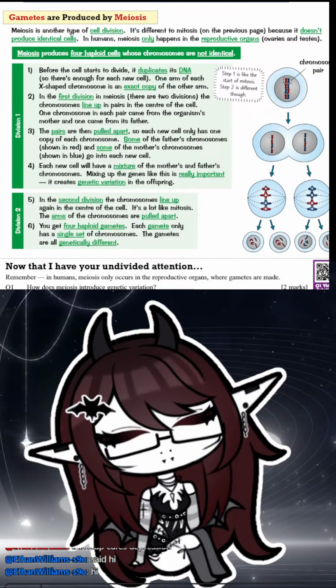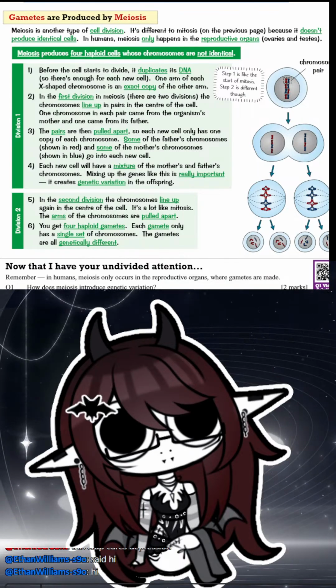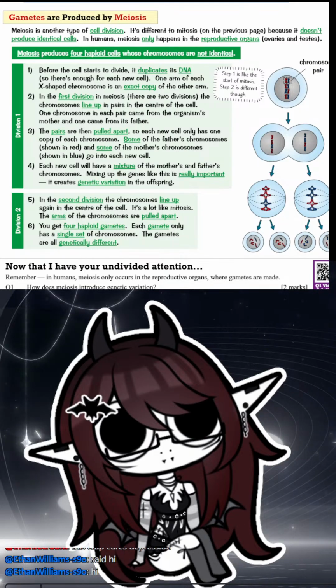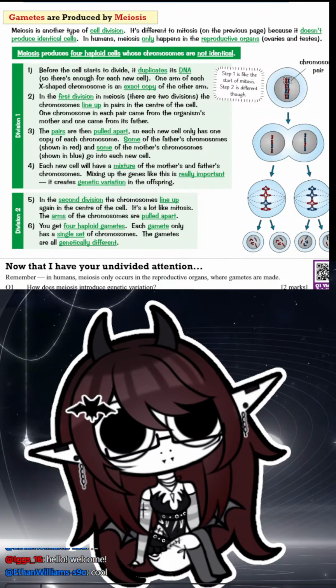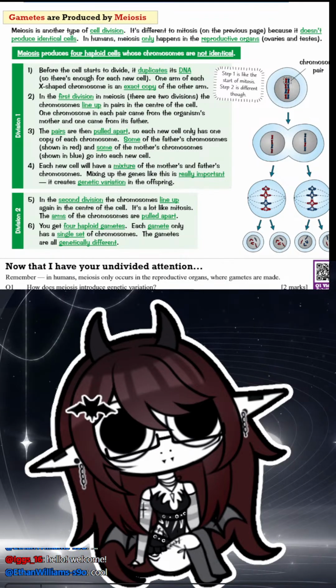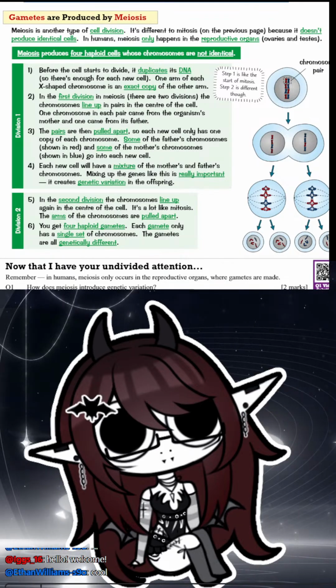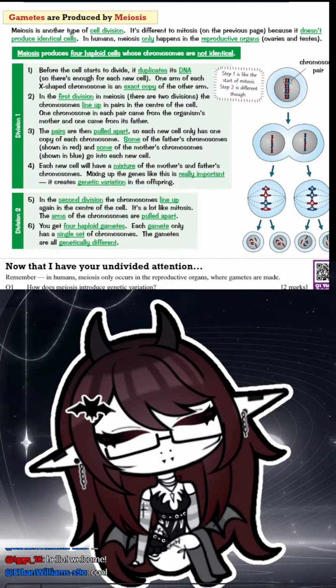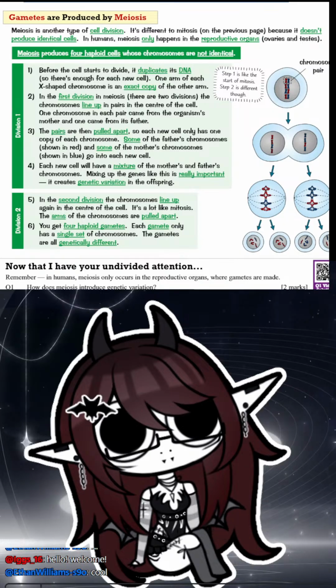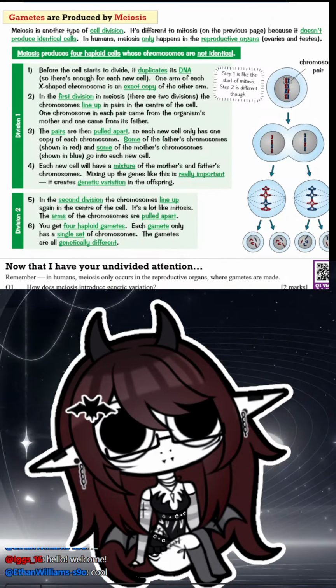All right. Gametes are produced by meiosis. Meiosis is another type of cell division. It's different to mitosis because it doesn't produce identical cells. In humans, meiosis only happens in the reproductive organs. Meiosis produces four haploid cells whose chromosomes are not identical. Now, this is a bit more complicated. Let's read through this very slowly.